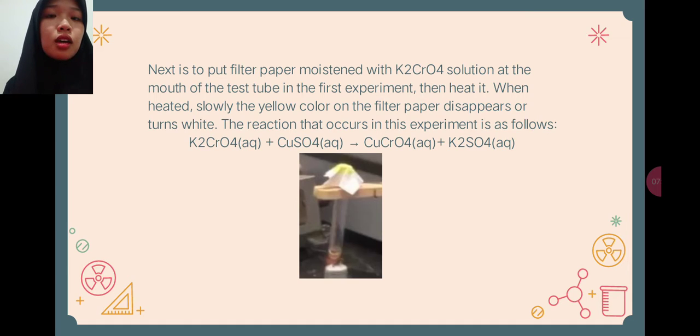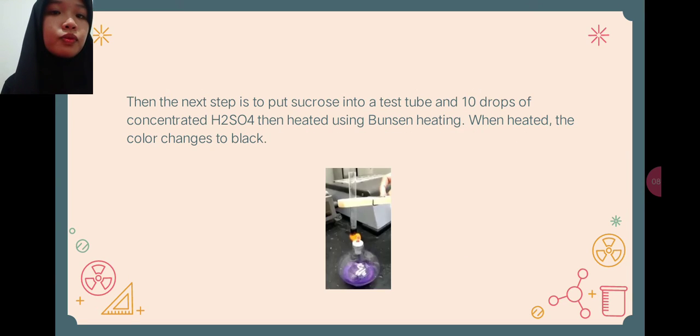Next is to put filter paper moistened with potassium chromate solution at the mouth of the test tube. In the first experiment, heat it. When heated, slowly the yellow color on the filter paper disappears or turns white. The reaction that occurred in this experiment is as follows.